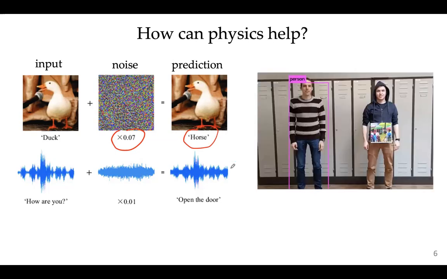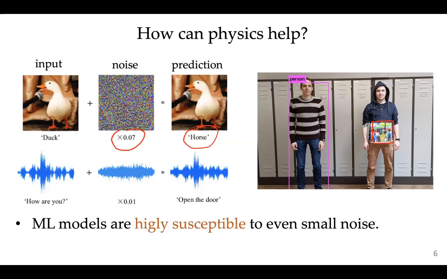Another example here is that the model can predict the person on the left as a person, but for the person on the right, it cannot. The reason is that there is this picture on the person, which confuses the model, so there's really no prediction here. So machine learning models are highly susceptible to even small noise.